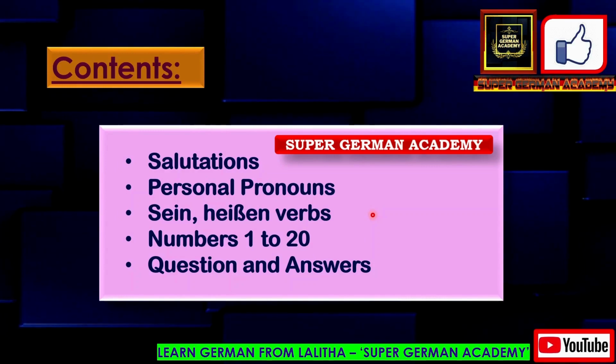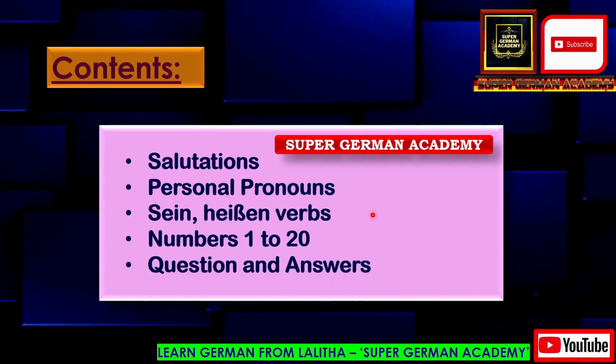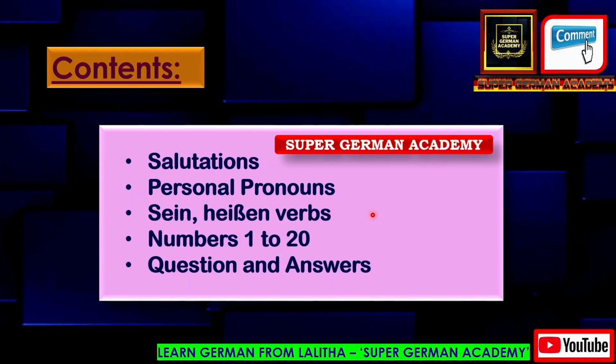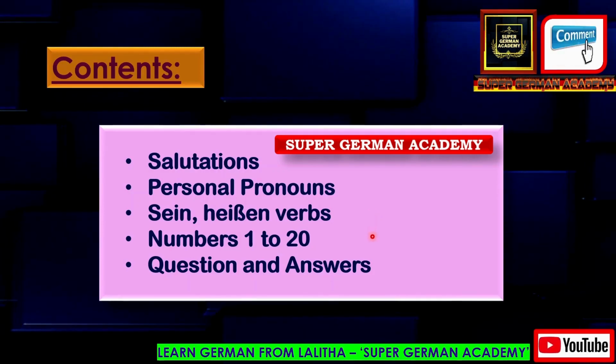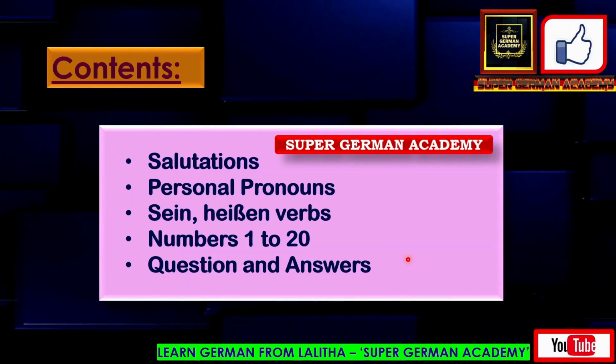Then in this lesson, you will learn about two verbs. There are sein and heißen. So you will learn about these verbs and you will also learn about how to make sentences using these sein and heißen verbs. Then you will learn numbers from 1 to 20 and from 20 to 100 you will learn in the next lesson. And based upon these numbers, you will learn some questions and answers like how to frame the questions and how to reply to these questions.